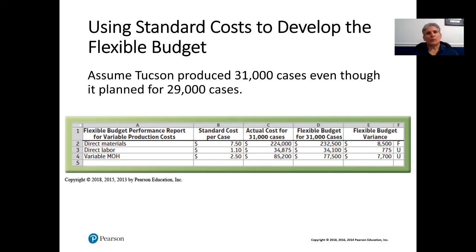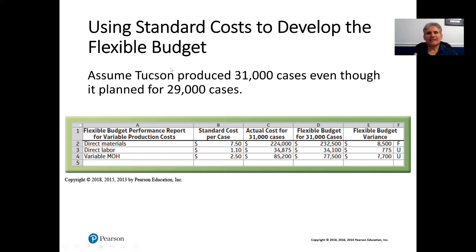All right, so once we've got the standards in place, now we can use it to develop the flexible budget. Flexible budget is what we learned in our previous chapters. Assume Tucson produced 31,000 cases, even though it planned for 29,000 cases.